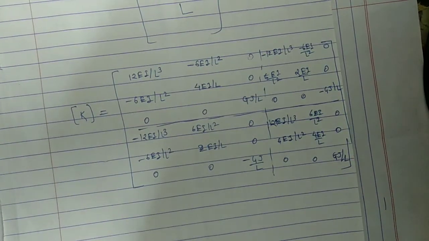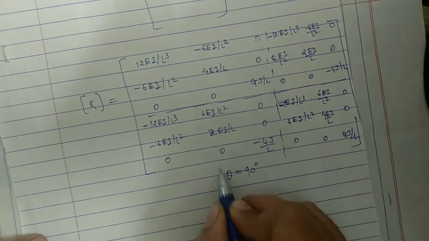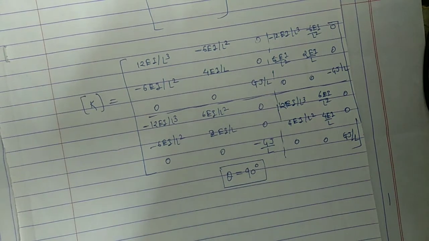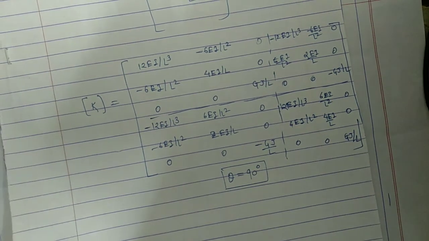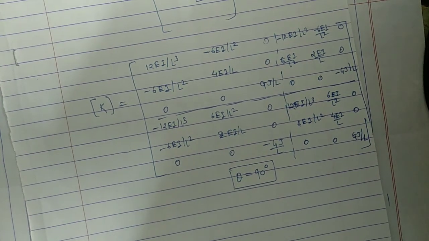Okay, so this is your last standard stiffness matrix for the grid element, but that too when theta is equal to 90 degrees. This matrix can be applied only to the element which is perpendicular to the reference element. Okay, and the reference element is the first element that we considered in the first video, that is the part 1 video of this analysis. Okay, thank you.